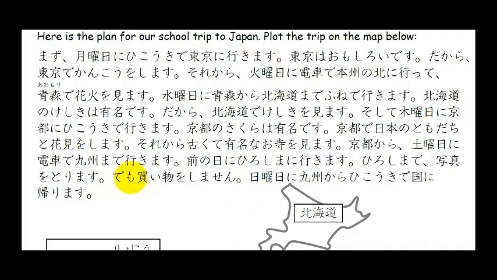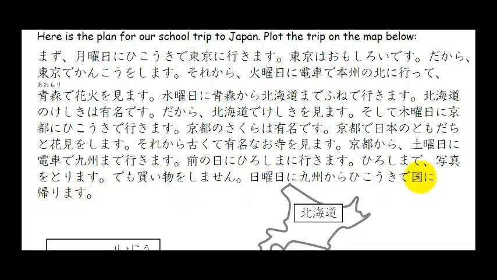Let's continue. Demo, but. No topic, so verb at the end. Shimasen, we will not do. O tells us what? Kaimono, shopping. But we will not do shopping in Hiroshima. That doesn't really count as an activity, so we'll leave that out. Nichiyobi. Okay, we've got Nichiyobi here. Nichiyobi ni, on Nichiyobi. Let's go through and find our topic. There is no topic, so it must still be we. Verb at the end, kaerimasu, return home.